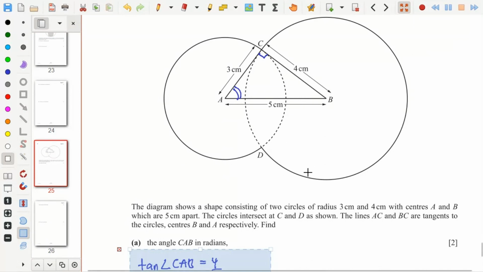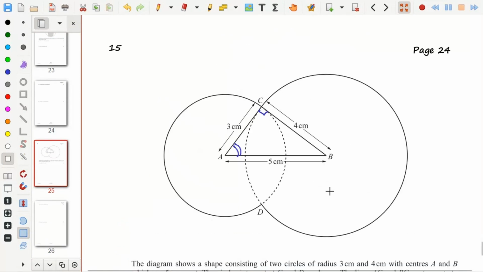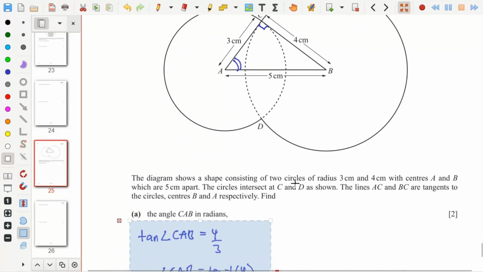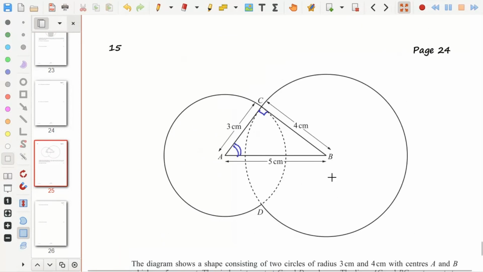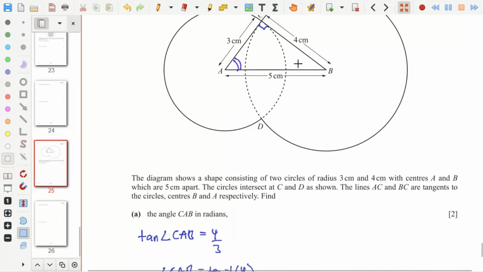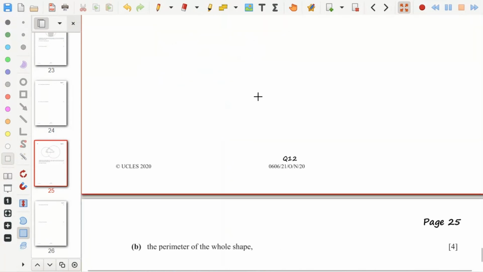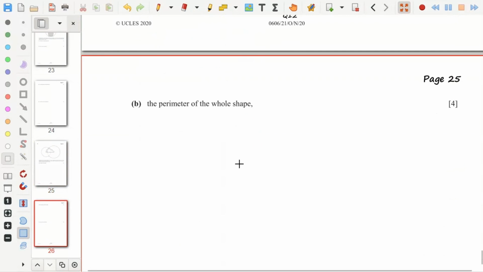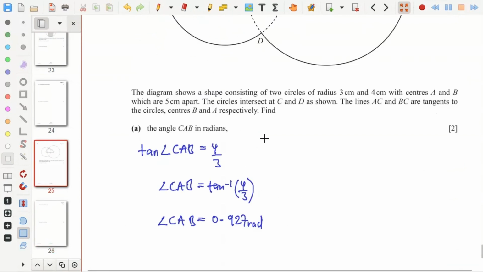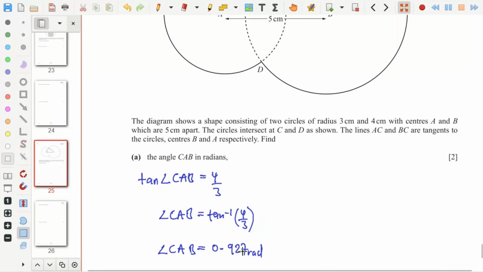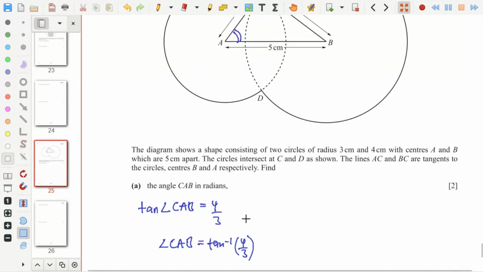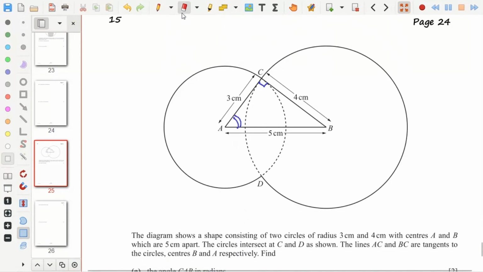Okay. Find the perimeter of the whole shape. The perimeter of the whole shape. Now, there's not like a useless value. The value that you have found, you are going to apply in the subsequent questions. So we have 0.9927 here.